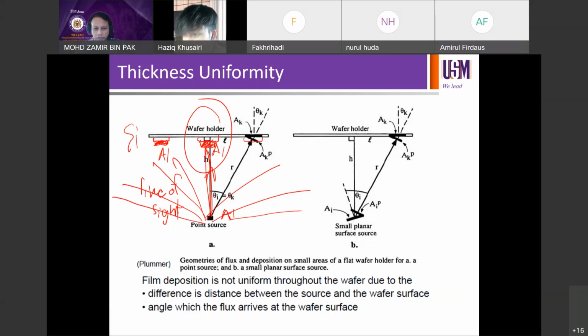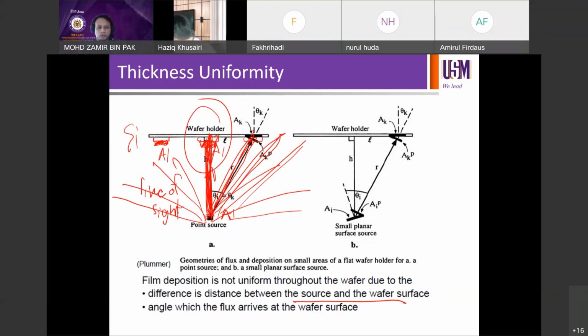Right, film deposition is not uniform throughout the wafer due to the difference in distance between the source and the wafer surface. If you check the distance here, normal to the surface, against the distance here, of course the distance at the center is shorter. Here it is longer. If you go far away from the center, it gets longer and longer, and that will also be related to your mean free path. At the center the mean free path requirement is a lot shorter, but if you go far away, it has probably already been exceeded, and the material doesn't arrive.